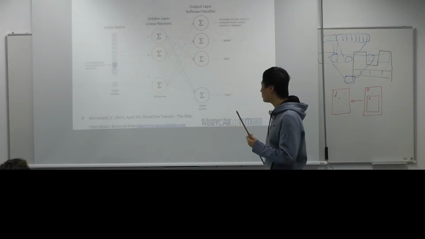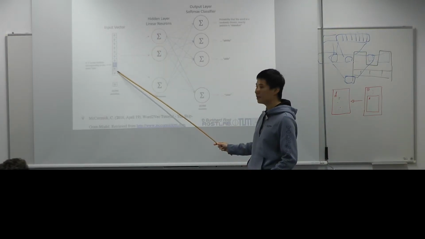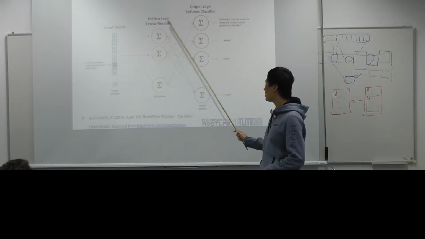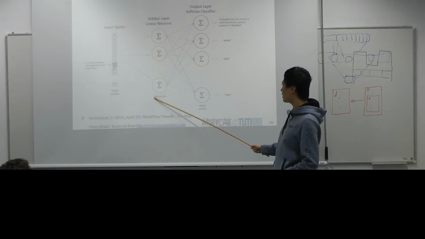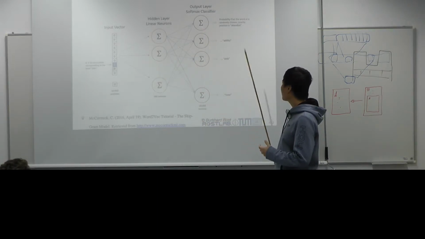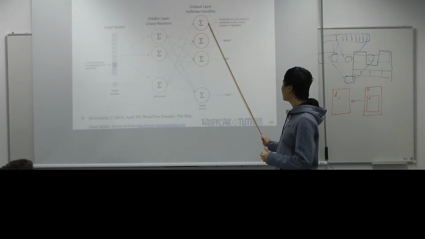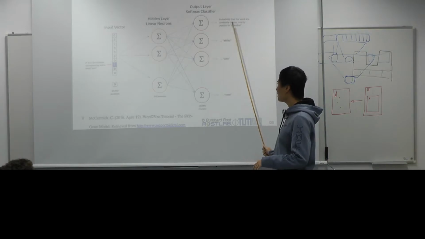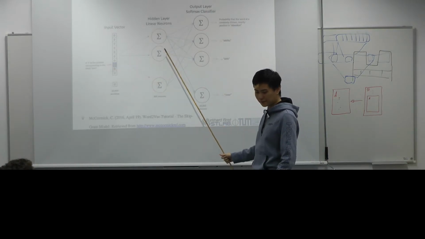So here is the neural network. First, you have the input vector for the input word. It could be a one-hot encoded vector. Then let's assume you have a hidden layer with 300 neurons. The output layer is a softmax classifier, which means each value here represents the probability of each word in the vocabulary being the neighbor word of the input one.